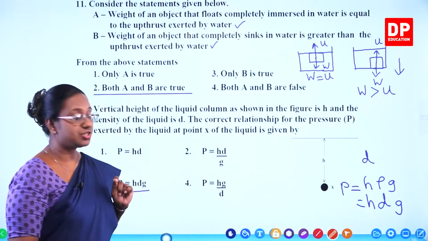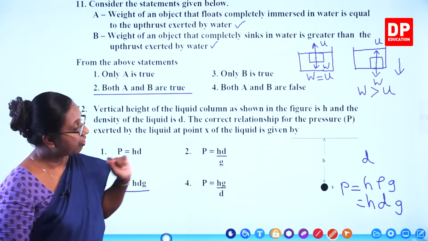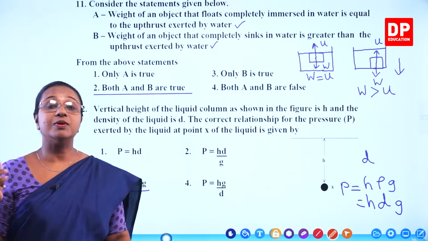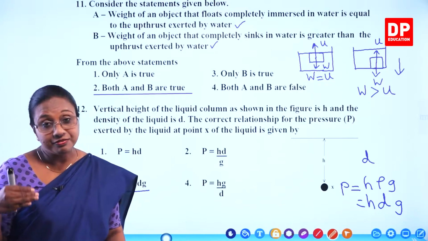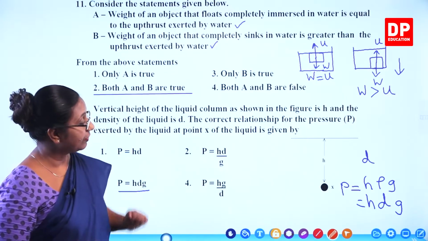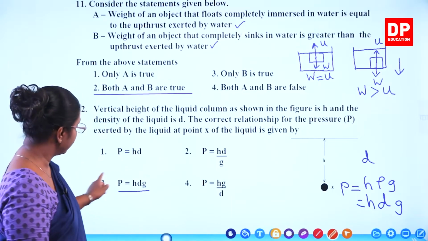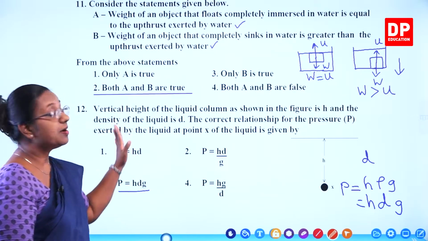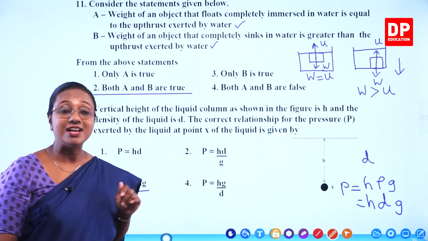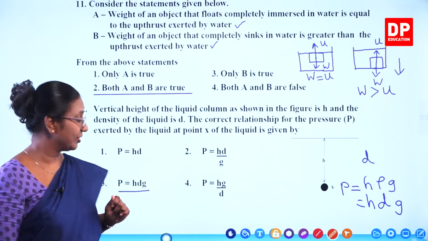P equals hg over d, that is also not correct. So, always the equation is P equals h rho g. If the rho density is given by d, the equation becomes P equals hdg. So, that is this answer. I am sure, students, up to now you have answered all these questions correctly. With that, we will move on to the next one.